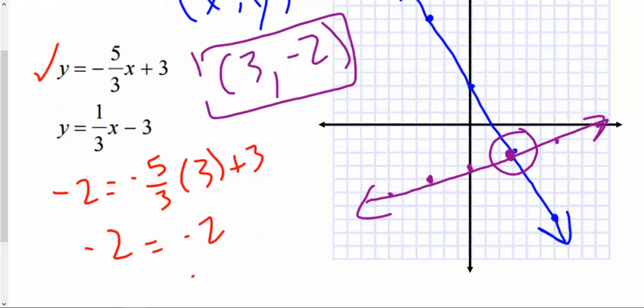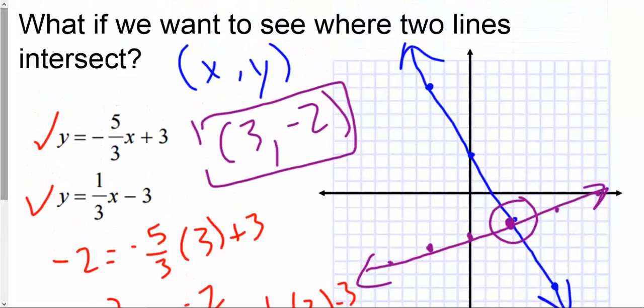And then let's check the other one. -2 equals 1/3 times 3 minus 3. Well, that's 1 minus 3. Yeah. So we know that this point has to work. This is our solution. However, sometimes we don't actually like having to graph.